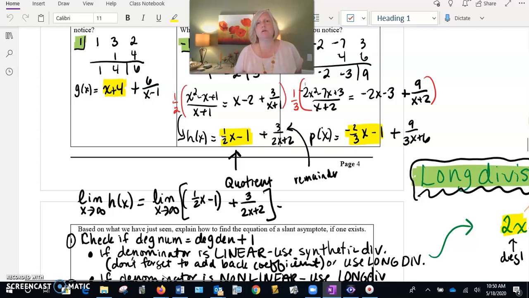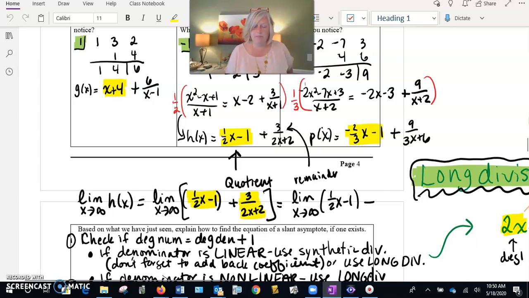And one of the properties that we'll learn next year in calculus, and it's kind of intuitive here when you look at it, is that when you have the limit of two things that are added together, I have this part right here and this part right here, the limit of a sum is the sum of the limits, so you can look at them individually. And so we could ask the question, what's happening to the limit as x goes to infinity of this 1/2 x minus 1, and then what's happening to the limit as x goes to infinity of the 3/(2x+2). So we can split it into those two parts.